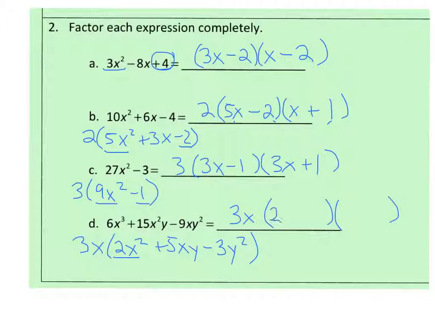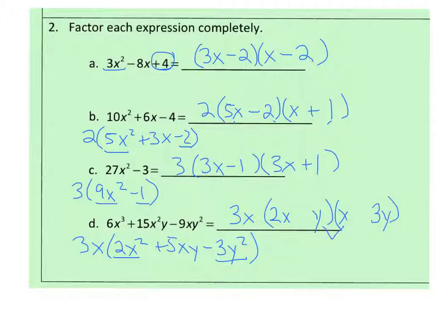2x squared, so it's got to be 2x and x. My last two terms need to multiply to 3y squared, so it's got to be 3y and y, and I'm going to put the 3y over here and the y here.